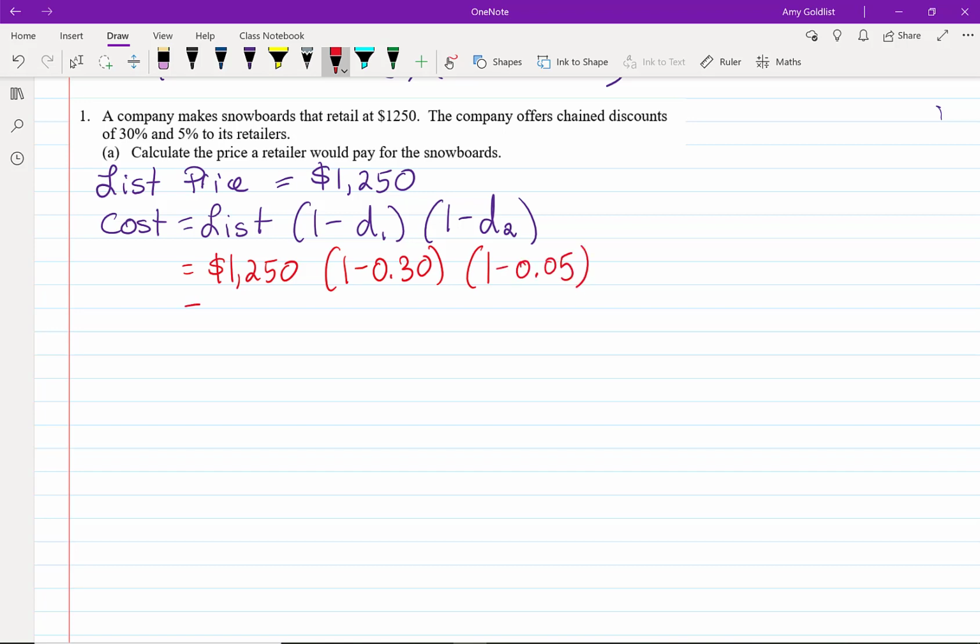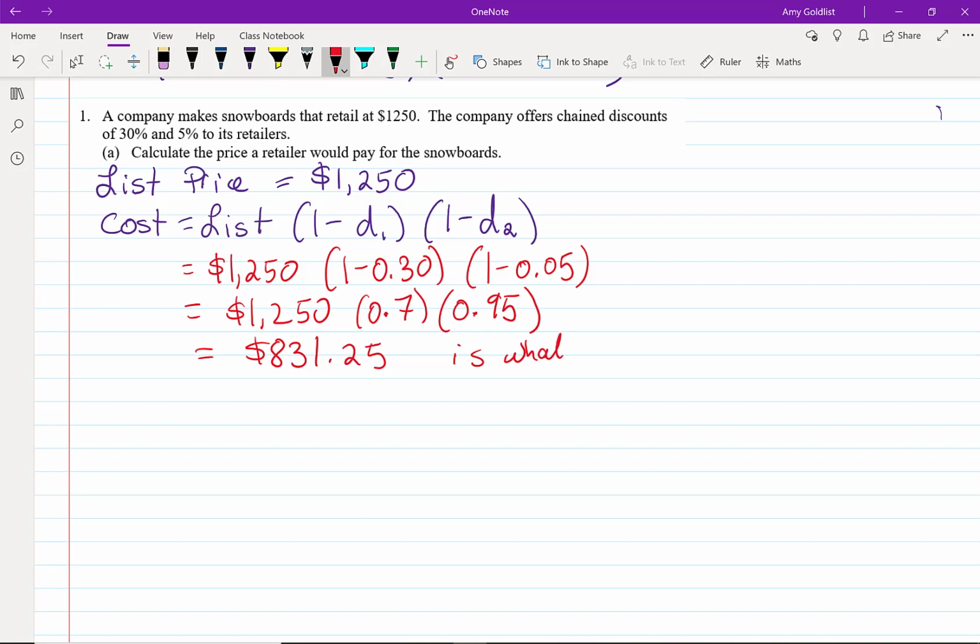I'm going to simplify that before I put that in a calculator, just because it's easier to put in a calculator when we simplify it a little bit. Running that through, we end up with $831.25. That's what a retailer is going to pay, even though the consumers are going to pay a lot more for their snowboard.